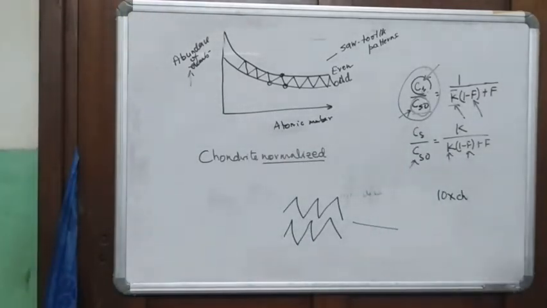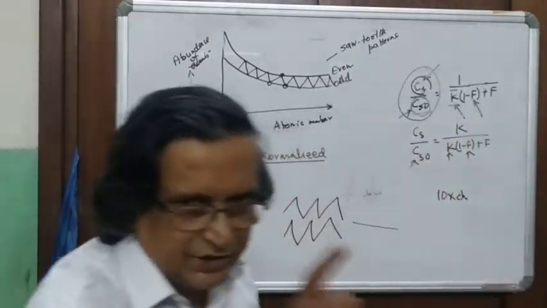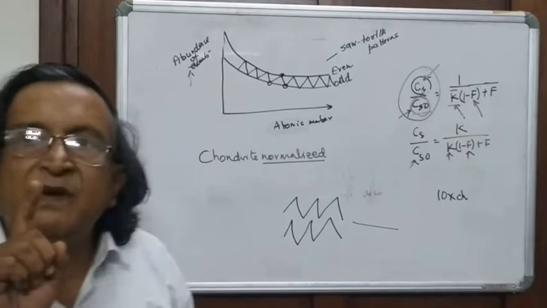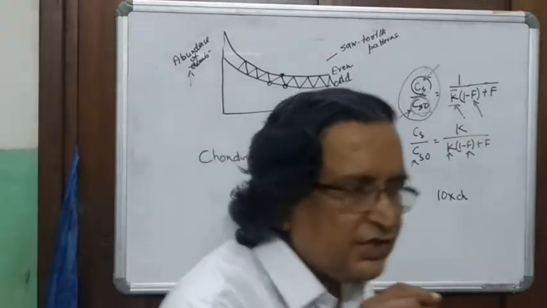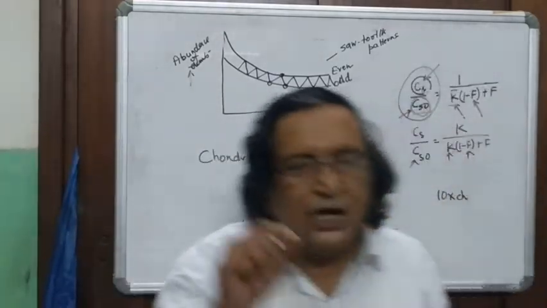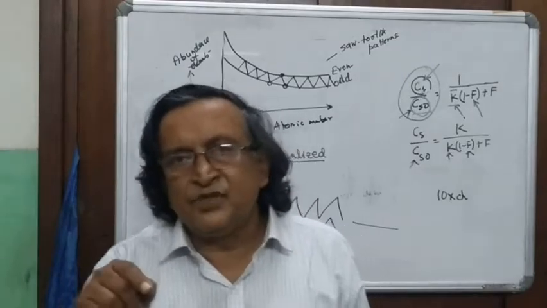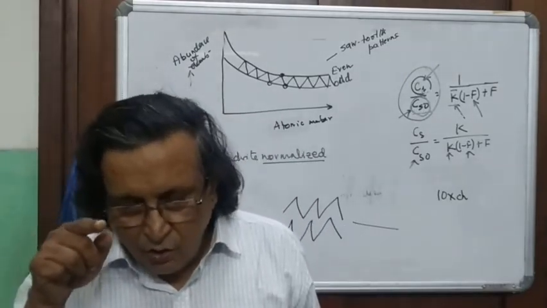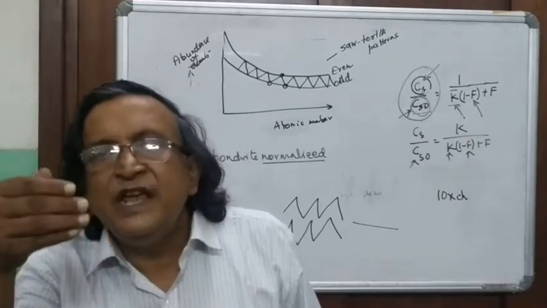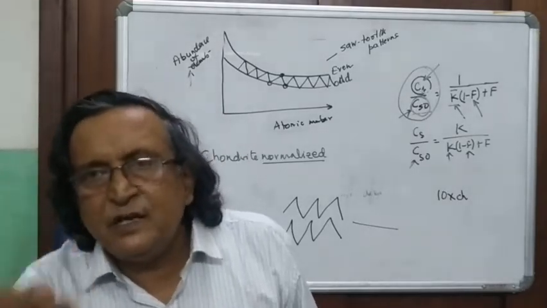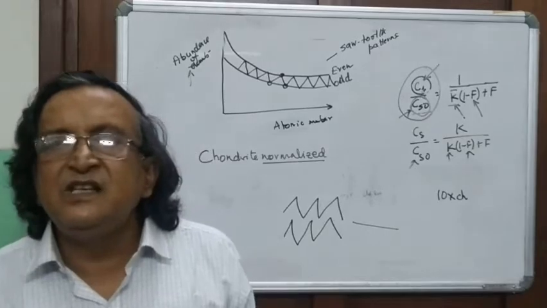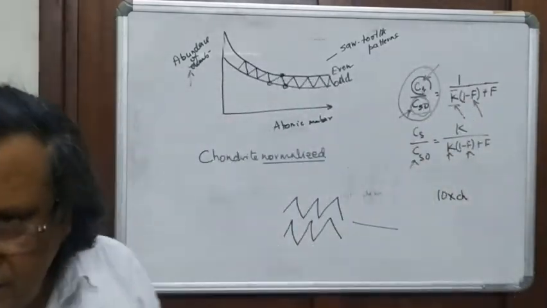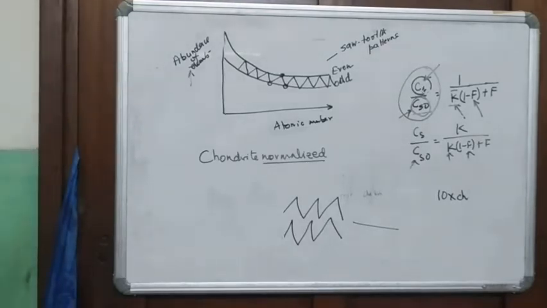So chondrite normalized is a concentration term. Although you must remember, the concentration has a unit, grams, milligrams, whatever it is. Chondrite composition is a weight divided by weight. So it's numberless. It doesn't have a dimension. So it does not have a unit.